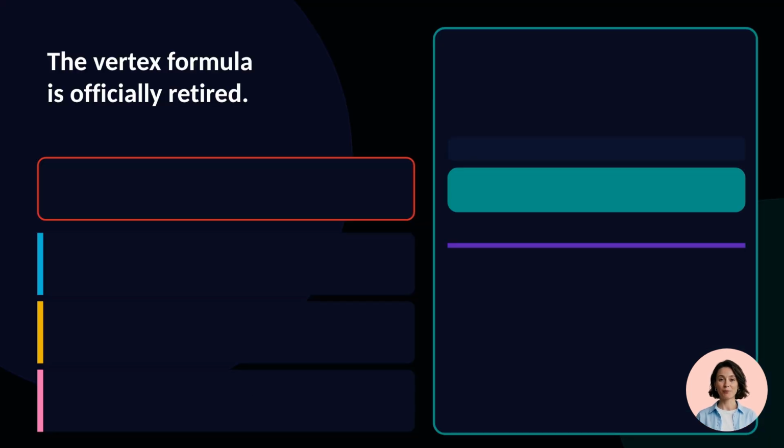The vertex formula is officially retired. 45 seconds and sign errors out, 3 seconds and 1 click in.